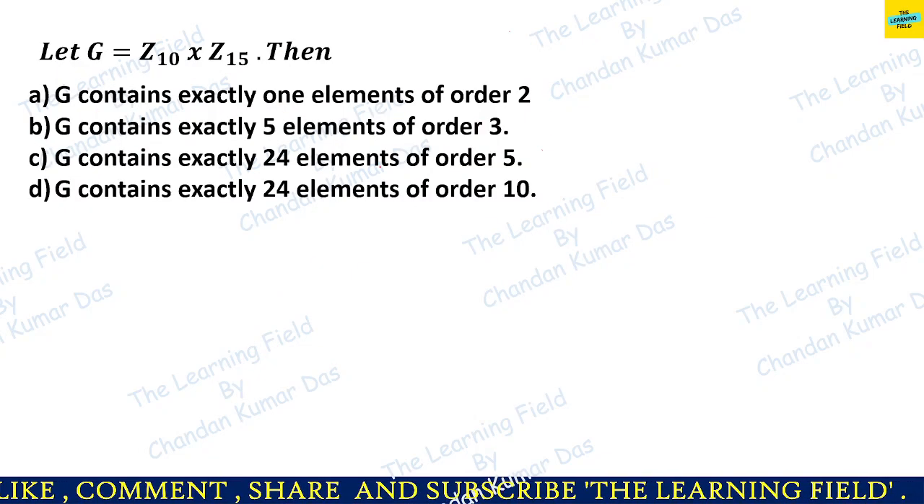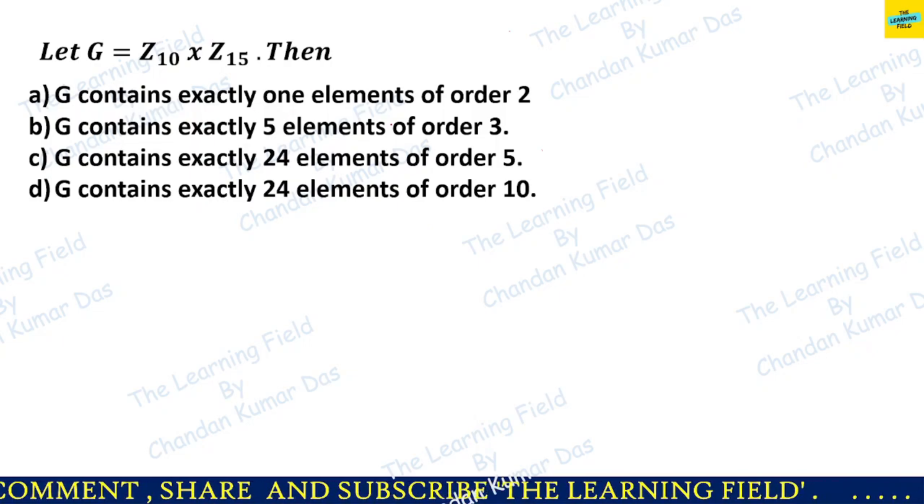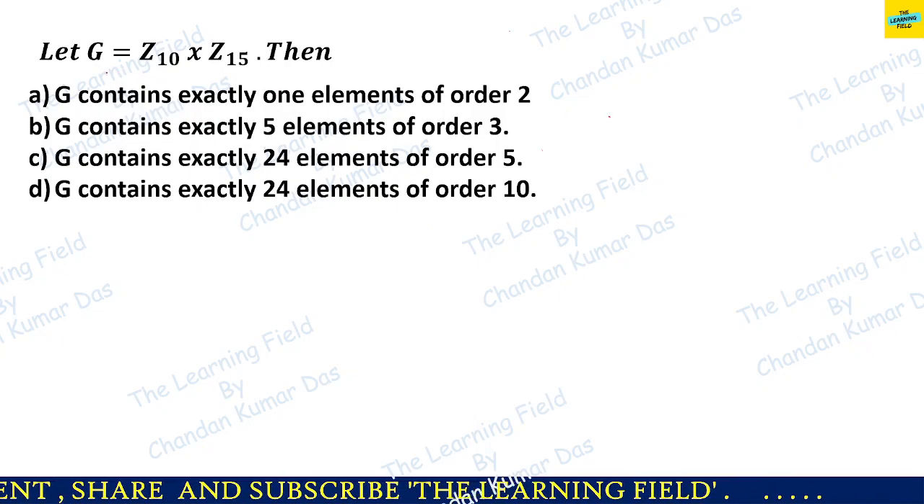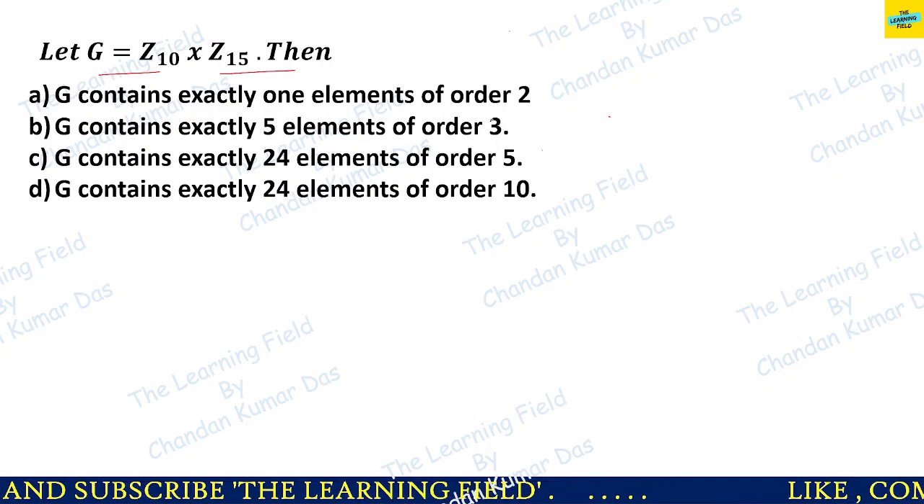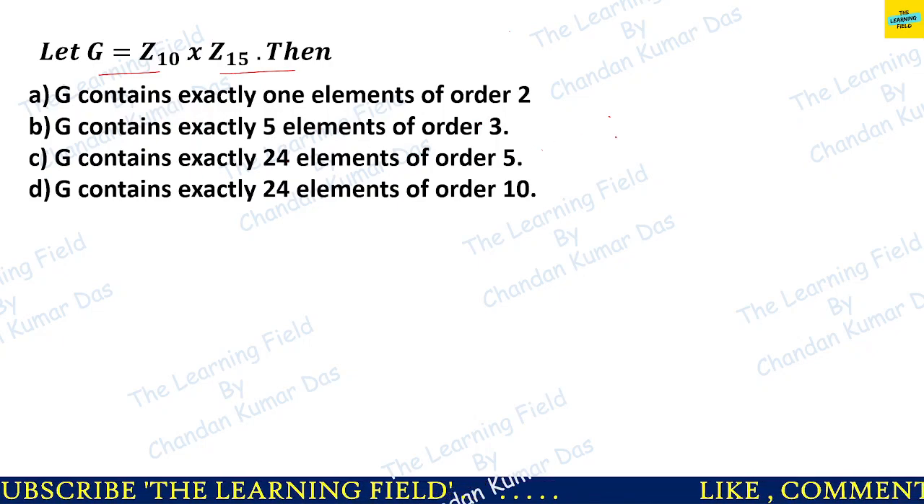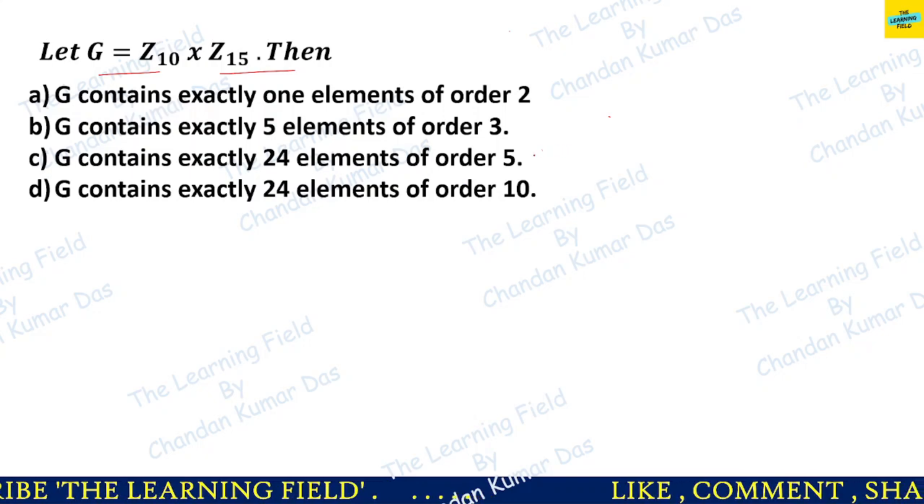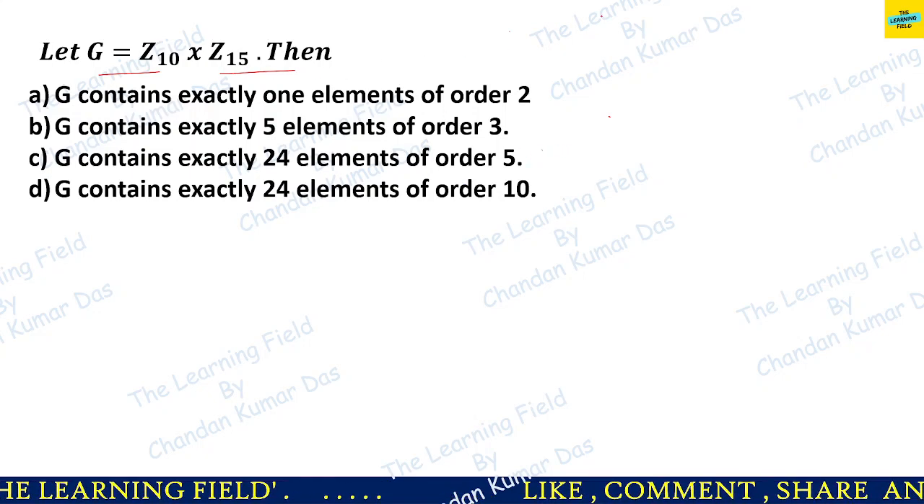The next question is: let G equal Z10 cross Z15. Then G contains exactly 1 element of order 2 and exactly 5 elements of order 3. There are 4 options, so we need to find the elements of Z10 cross Z15.